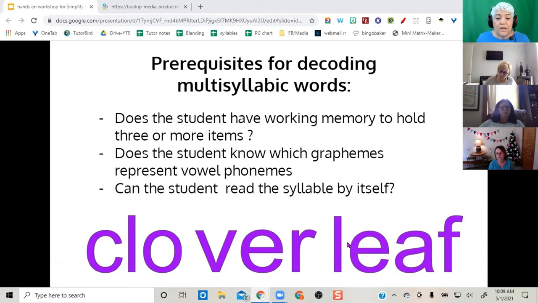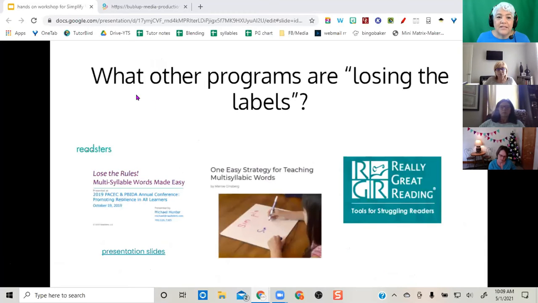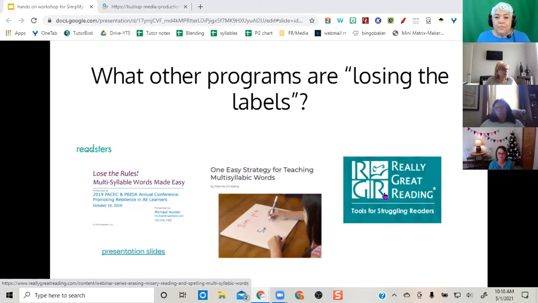Okay, we don't need to know all the labels. Okay, so there are other programs that are losing labels. If you have the slide deck, each of these are linked to their sites. Really great reading. I've seen their K-2 and it looks good. I haven't seen their upper one, or it might be K-3, but from what I see, it looks good. They do not ask kids to label. They just ask them to find the vowels and put the consonants around the vowels, make it work, and it looks good.